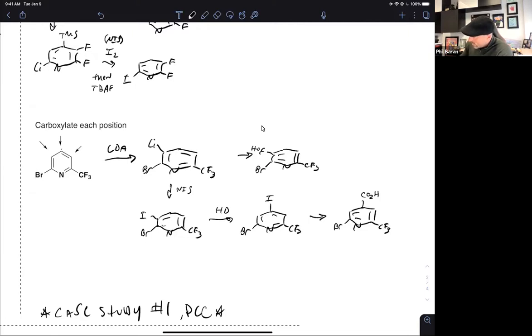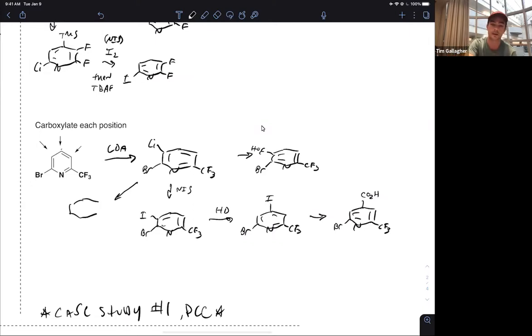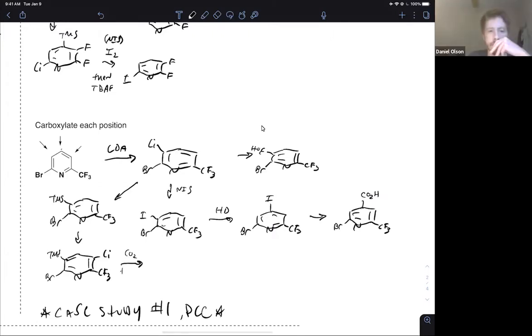How about the final one? How do we get it nearer to the CF3? Yeah, so from that first intermediate you drew after the LDA, you can quench with TMS chloride. And using the blocking logic, your C4 position is now blocked. And then in the presence of base, you would deprotonate at the other site, excluding the lithium halogen exchange bit. And then you would, exactly, lithium there and then quench with CO2. Then TBAF.